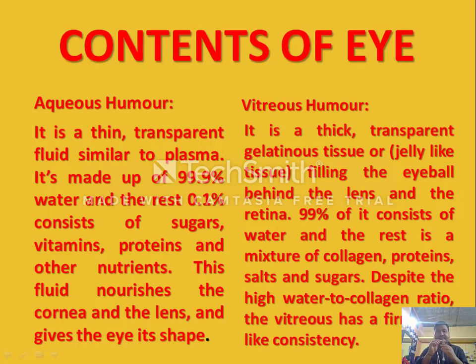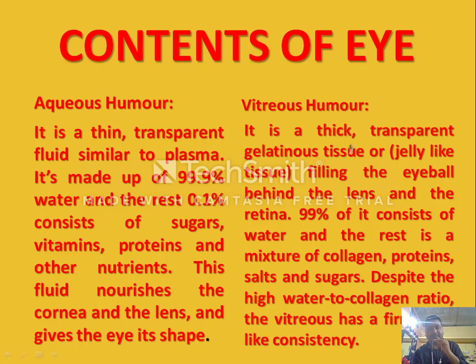Then, the contents of the eye. There are two types of liquids found within the eye. One is called aqueous humor and the other is known as vitreous humor. First, the aqueous humor. It is a thin transparent fluid similar to plasma. Plasma is the watery part of our blood. It is made up of 99.9% water, and the rest 0.1% consists of sugars, vitamins, proteins and other nutrients. This fluid nourishes the cornea and the lens and gives the eye its shape.